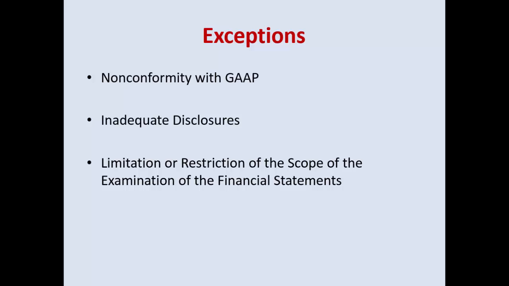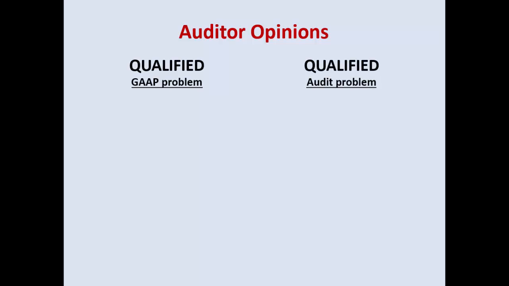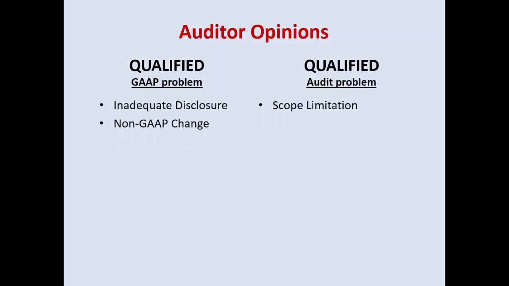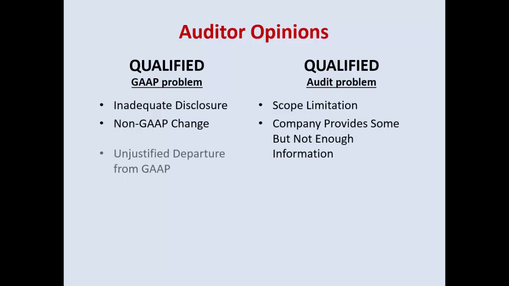Now there are some tests that auditors can perform, but this is just a broad example of what a limitation or restriction of the scope of the examination might be. And that's where a qualified opinion might be advised. So, auditor's opinion, qualified: if an auditor gives a qualified opinion, that means it has to do with a GAAP problem. It can also be due to just an audit problem. Maybe everything's in compliance with GAAP, but for some reason the scope is limited. Here are some examples of when a qualified opinion may be given.